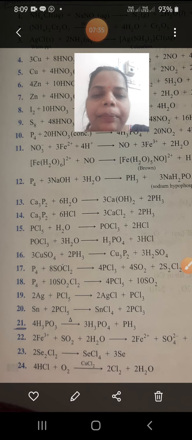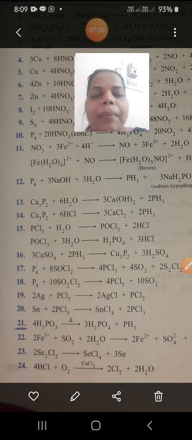The next question, copper sulfate reacting with phosphine gas to form copper phosphide and sulfuric acid. Next is phosphorus, equation number 17.